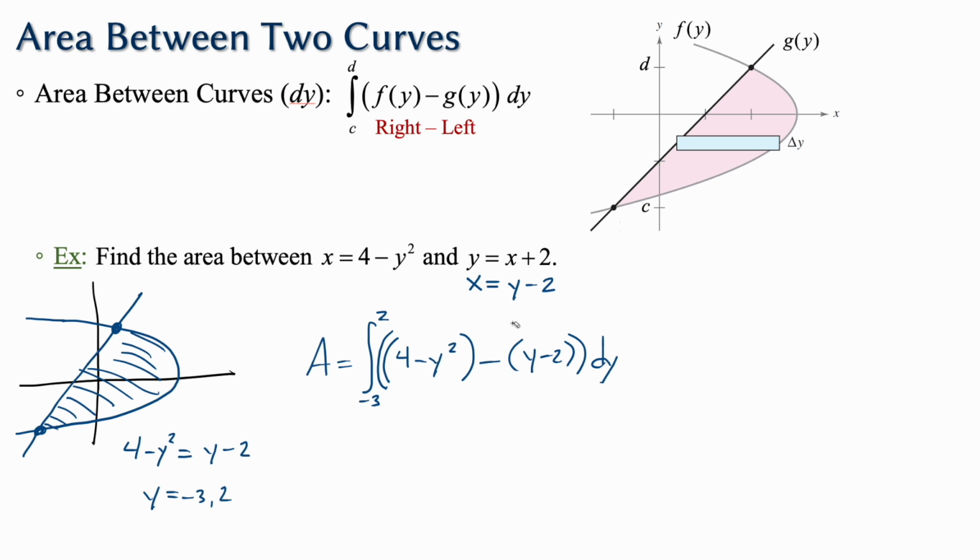Now, looking at this, again, this is one you should be able to do by hand. This is a pretty easy antiderivative, and you can evaluate those limits of integration. But when you plug this into your calculator for the area, this one's going to work out to, again, be 125/6.